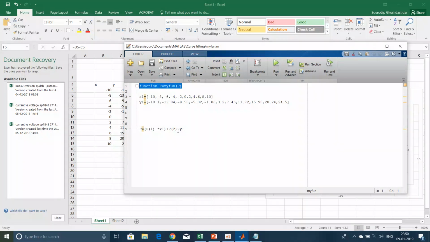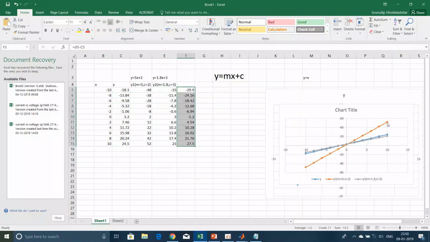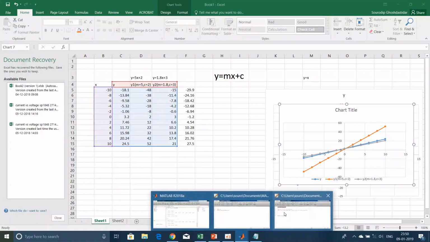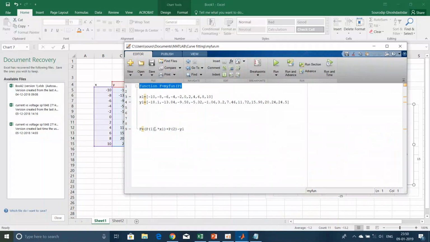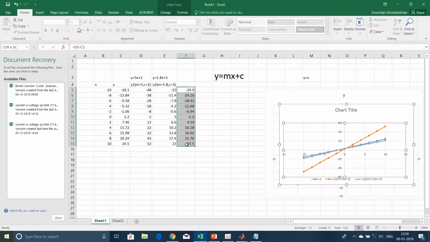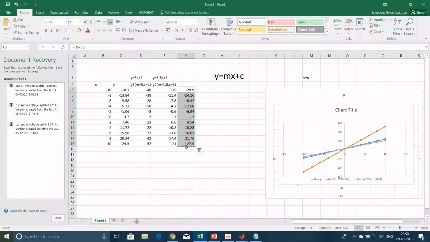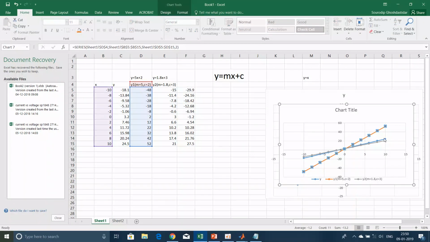So it finds the model data, which is the red line. Basically P1 represents m here and P2 represents c here. So if you put P1 is equal to 5 and P2 is equal to 2, then 5 and 2 are the inputs to the function, and the output of the function would be this whole column. It would just find the differences between the red line and the blue line.